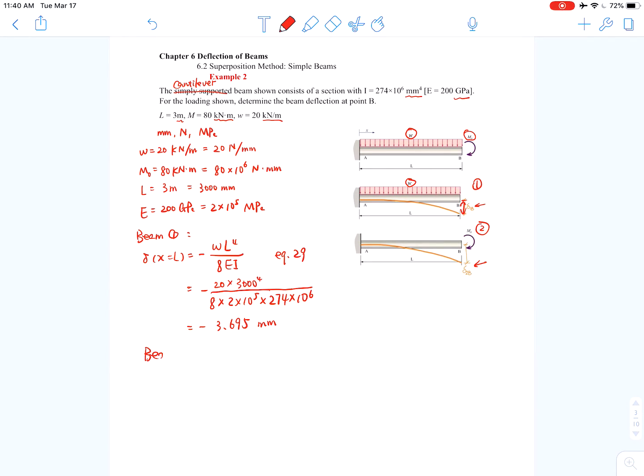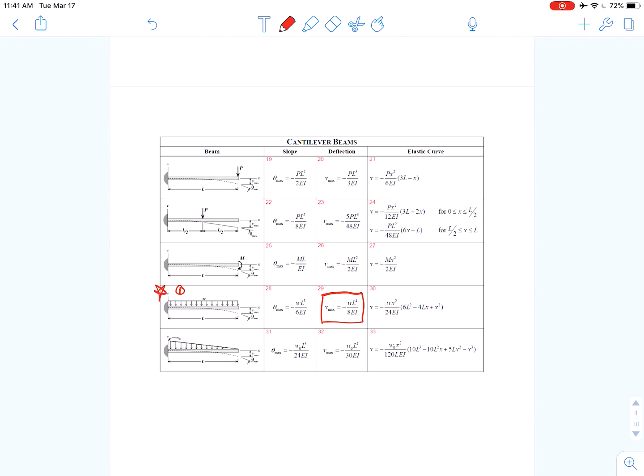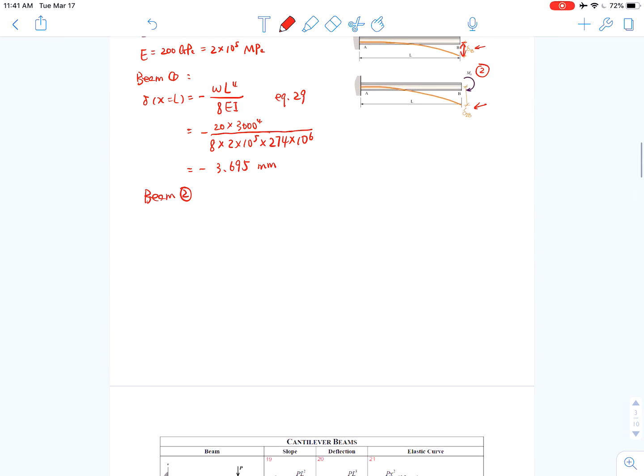Then we can look at beam 2. Beam 2 is a cantilever subjected to a concentrated bending moment. Let's turn to this table. We can find this is our case 2. Okay, a cantilever beam subjected to a concentrated load. If we only care about the maximum deflection at the free end, we can directly use equation 26. Here delta at x equals L equals negative M L square over 2 EI. This is our equation 26.